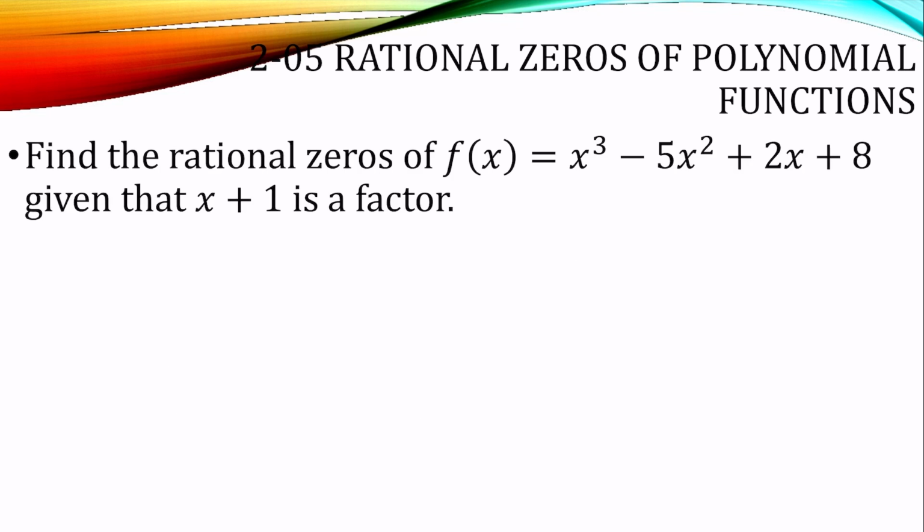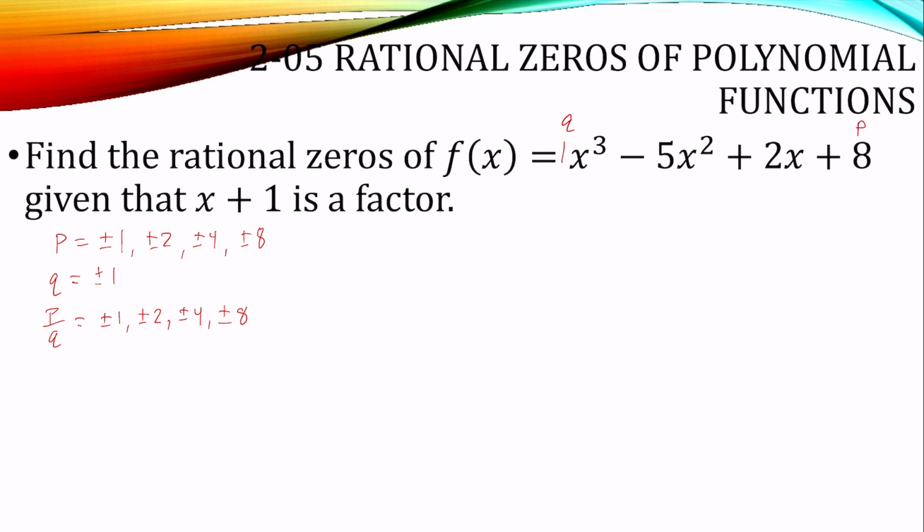So let's find all the rational zeros, given that x plus 1 is a factor. Well, here's the process. We're going to find all the p's. P's are factors of the 8. So that's 1 times 8, 2 times 4, and I think that's it. And then q's are factors of the leading coefficient, which in this case is just 1. So the p's over q's are just 1 over 1, 2 over 1, 4 over 1, and 8 over 1.